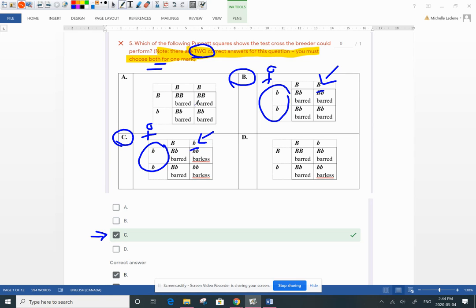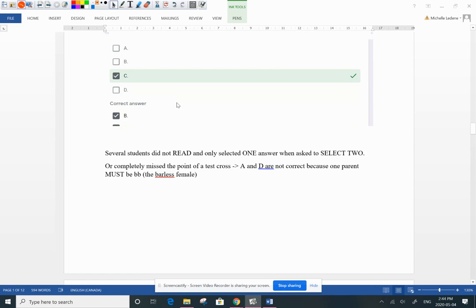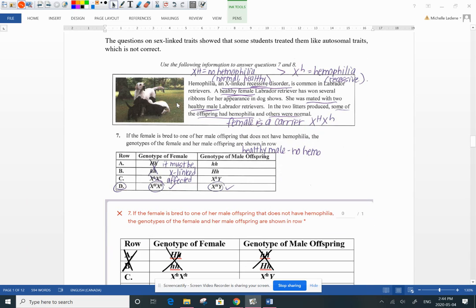So if you have any barless offspring, you know he had to carry the recessive allele. If all the offspring were barred, then you know he was homozygous dominant. He had no recessive allele. Okay, so again, students did not read carefully on that.